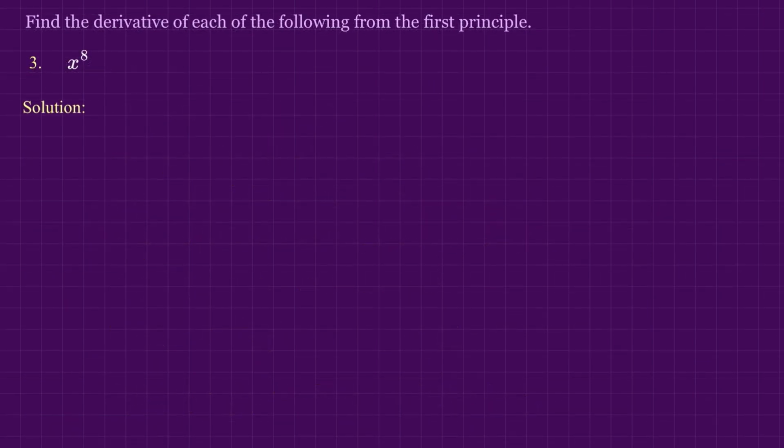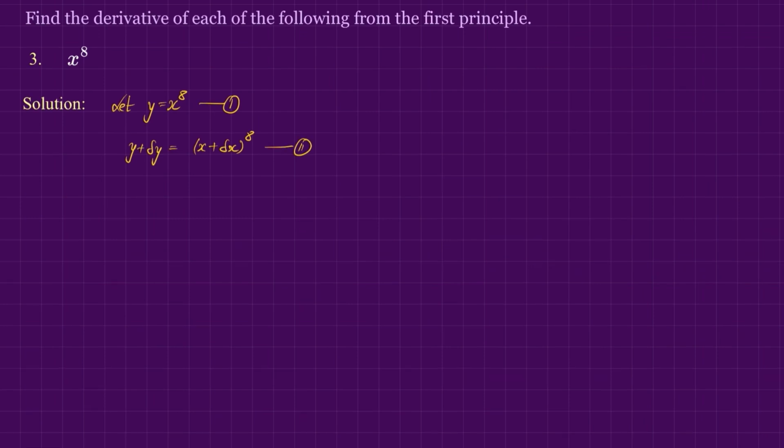Next we have the function x to the power 8. So let us assume y equals to x to the power 8, and let that be equation 1. Therefore y plus delta y will be equals to x plus delta x whole to the power 8, and let that be equation 2. Subtracting equation 1 from equation 2, we will have delta y equals to x plus delta x whole to the power 8 minus x to the power 8.